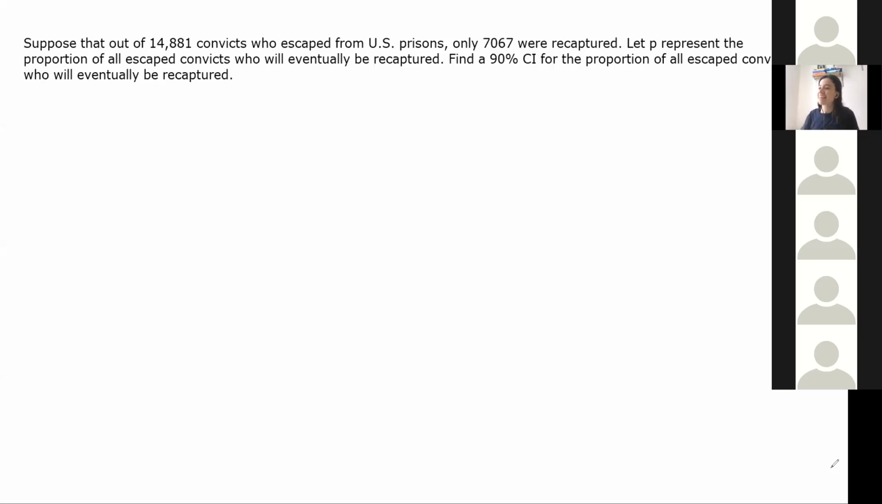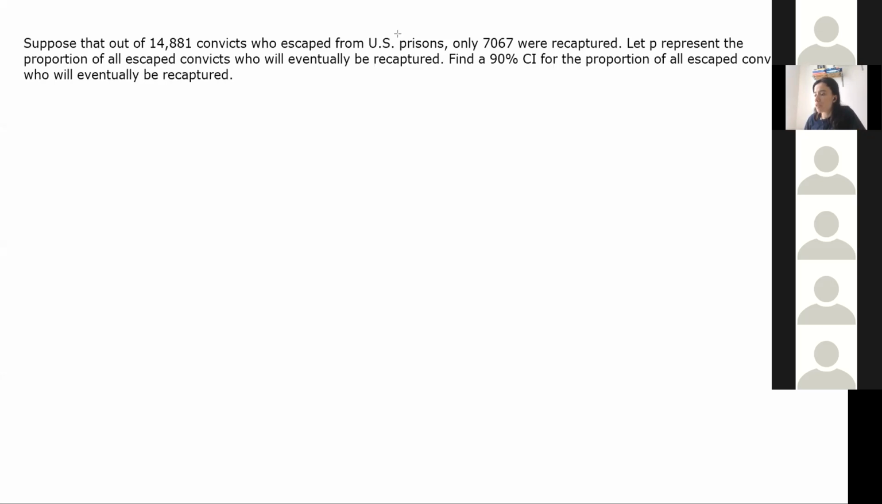Okay, thanks. All right, so for the second example, suppose that out of 14,881 convicts who escaped from US prisons, only 7,067 were recaptured. We're going to have that P is the proportion of all escaped convicts who eventually will be recaptured. And we're going to find a 90% confidence interval for the proportion of all escaped convicts who will eventually be recaptured.